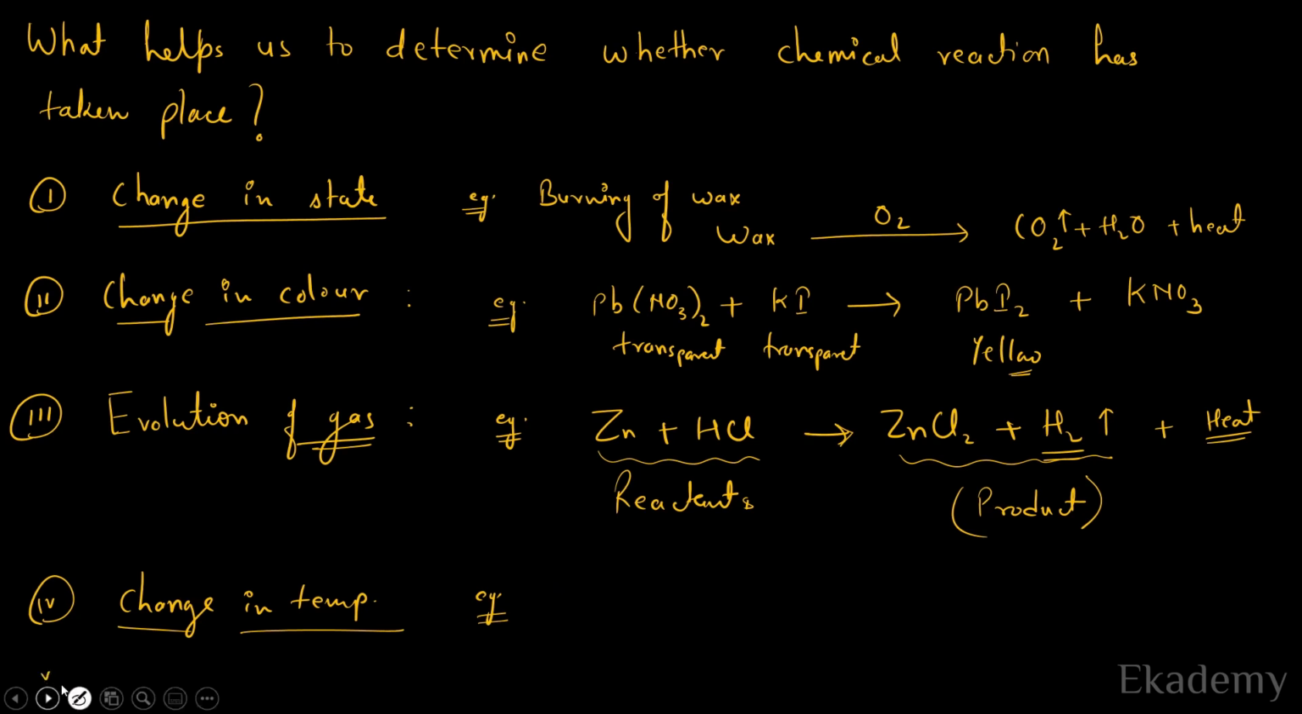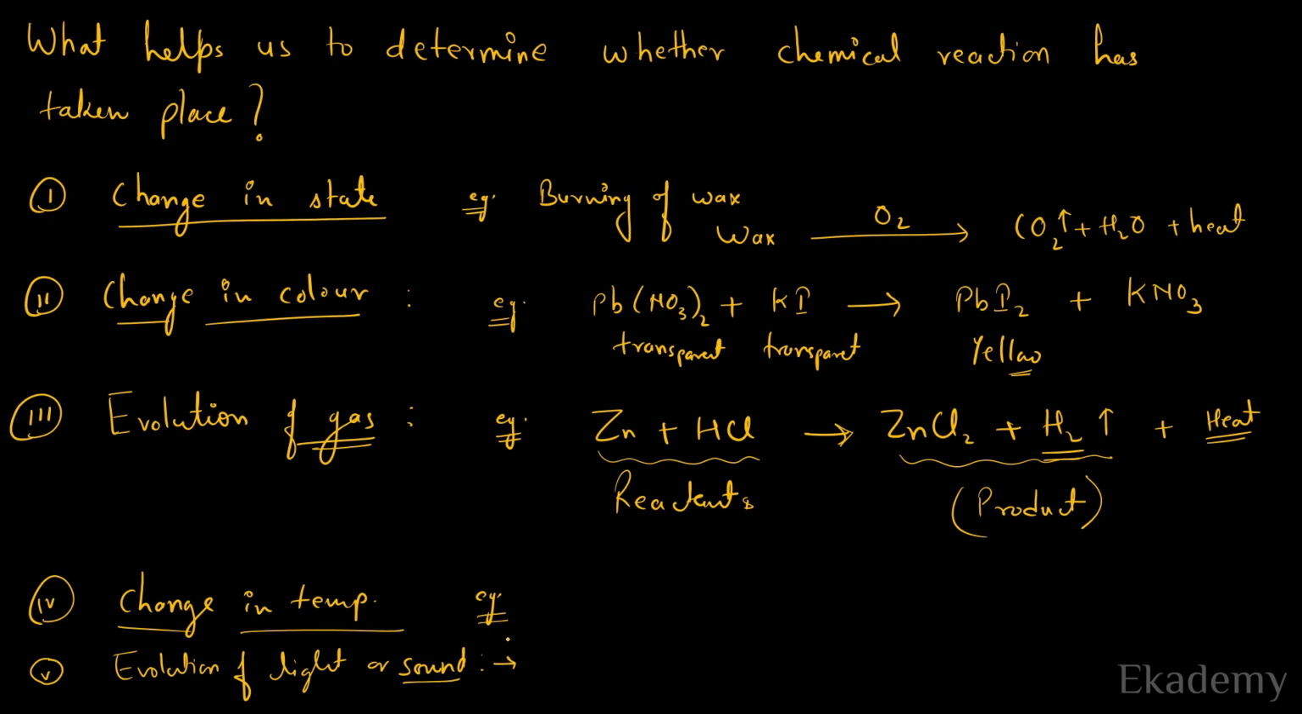One more parameter can be evolution or production of light, or even sound. Burning of magnesium ribbon produces very bright light, or firecrackers also produce a very bright light. So that means some chemical reaction is taking place here. If there is some evolution of light somewhere, if something is burning, definitely a chemical reaction is taking place.